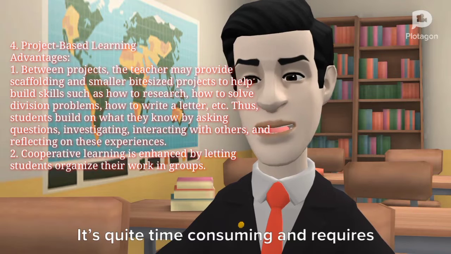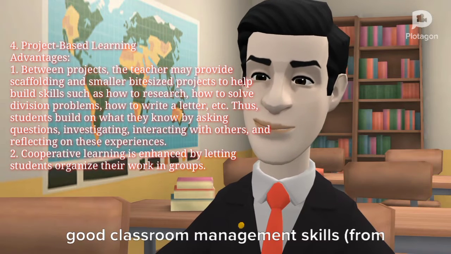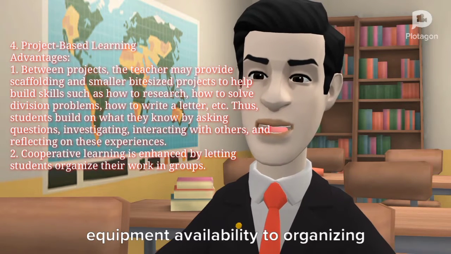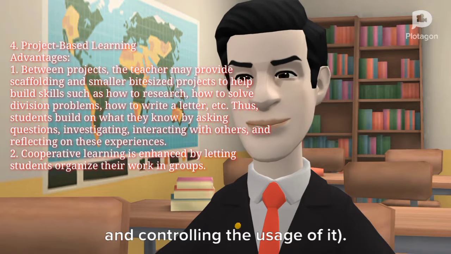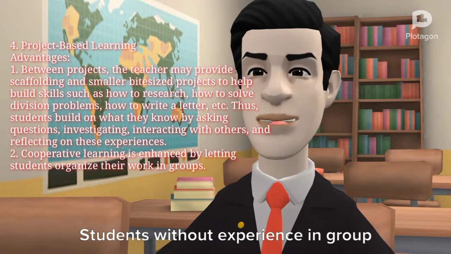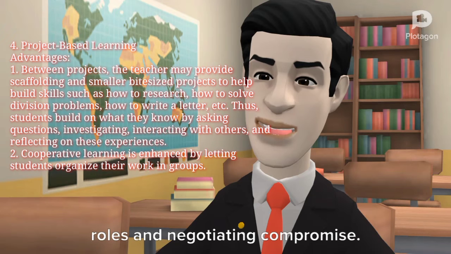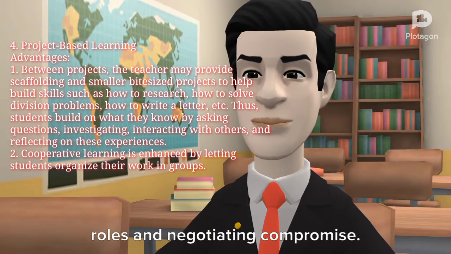It's quite time-consuming and requires good classroom management skills, from equipment availability to organizing and controlling the usage of it. 2. Students without experience in group work may have difficulties adapting roles and negotiating compromise.